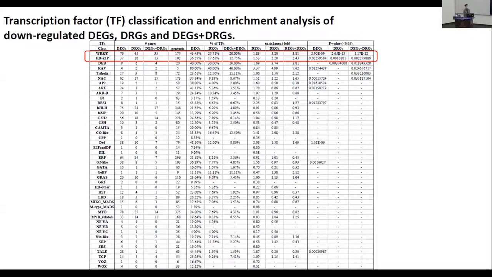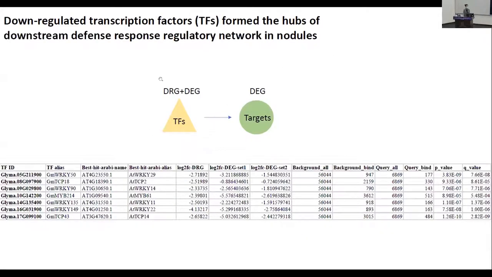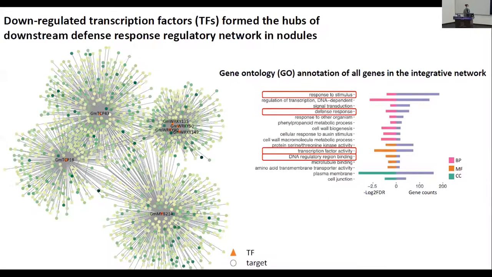We know that the WRKY family regulates defense response in plants. This led us to think that maybe H3K4 trimethylation marks some key TFs that link to downregulated target genes in nodules. So to check whether the TFs along with their targets were significantly enriched, we downloaded a regulatory map from PlantTFDB. By significance test, seven TFs marked with a lower level of H3K4 trimethylation could be found here. Then an integrated network was constructed based on these seven TFs. As you can see, the orange color represents the TFs, and the circles with green color indicate their targets.